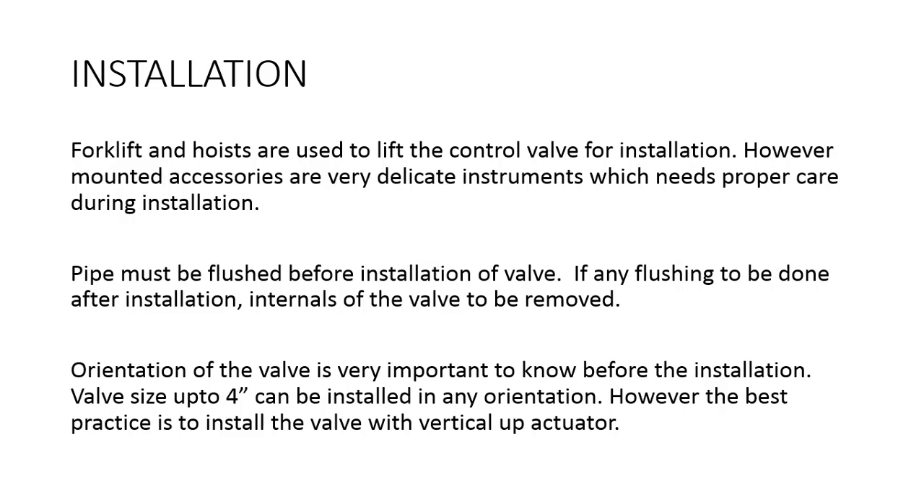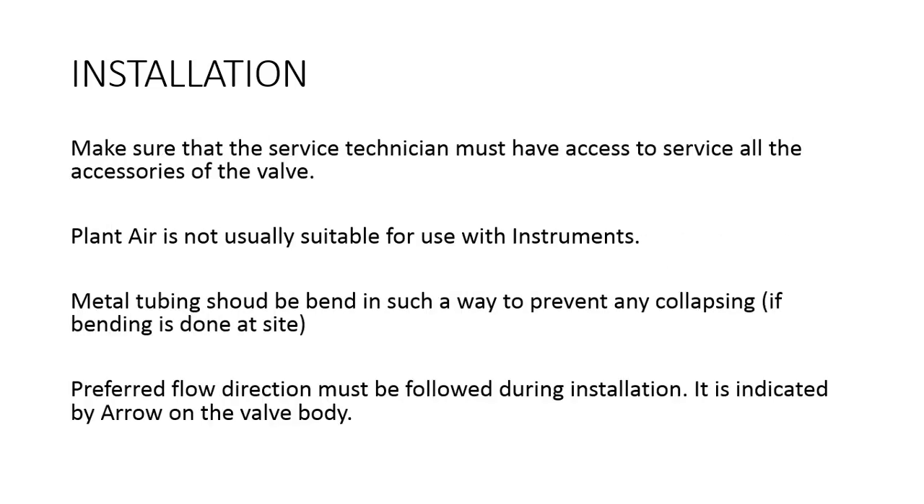Orientation of the valve is also very important and you must know before installation. Valve size up to 4 inch can be installed in any orientation. However, the best practice is to install the valve with vertical up actuator. Another important point to consider is the service technician must have access to all accessories. Plant air is usually not suitable to be used with instruments. Metal tubing should be bent in such a way to prevent any collapsing, that is, if bending is done at site. Preferred flow direction must be followed during installation. It is indicated by the arrow on the valve body.